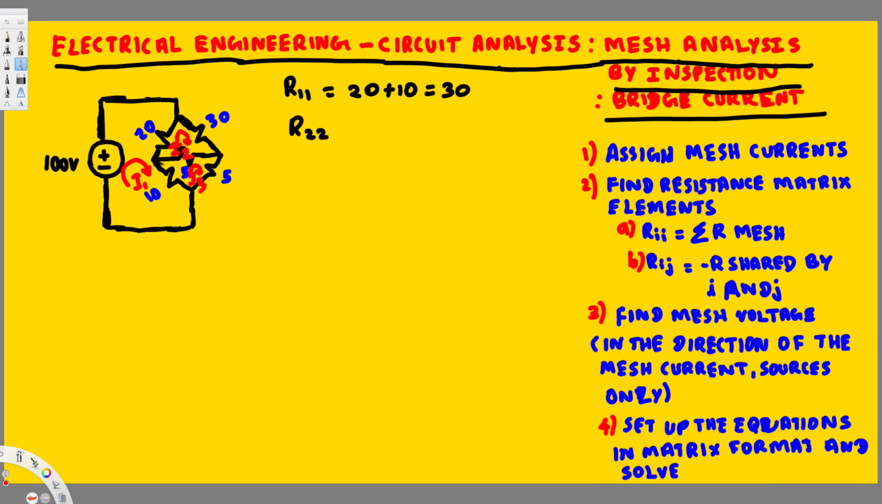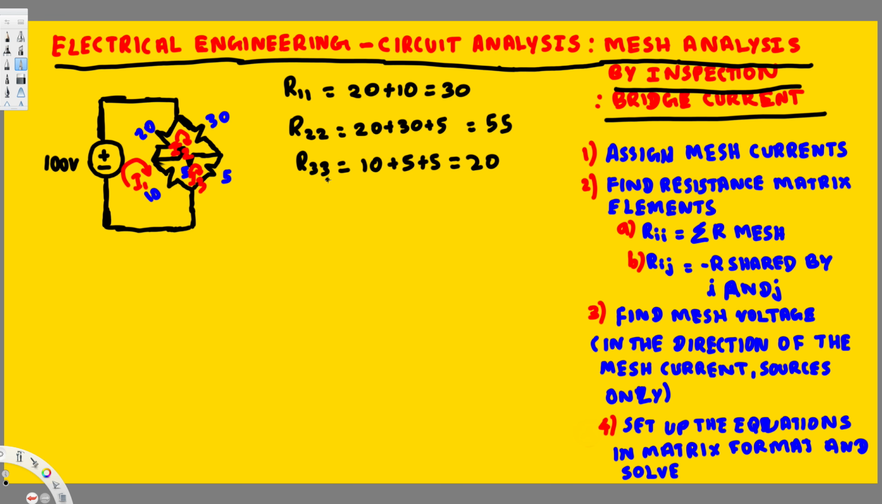In the I2 mesh, what are the resistances we have? We have 20 right here, 30, and here we have 5. So this is going to be 20 plus 30 plus 5, and if you add them together, that's going to be 55. And the next one we have third mesh, that is R33. And if you find all the resistance inside, that's going to be 10 plus 5 plus 5, and that's going to give us 20, right?